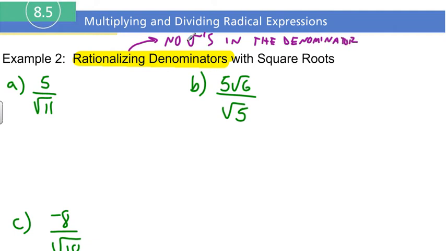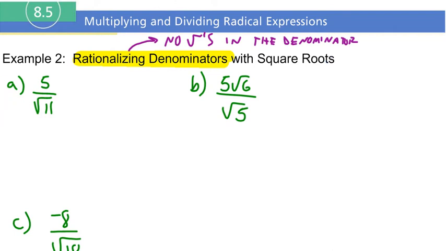It's supposed to be a little square root thing. So there's no radicals in the denominator. Once you rewrite your fraction so it no longer has a radical in the denominator, then you're done. You know that you've rationalized the denominator. And it's a really simple process.